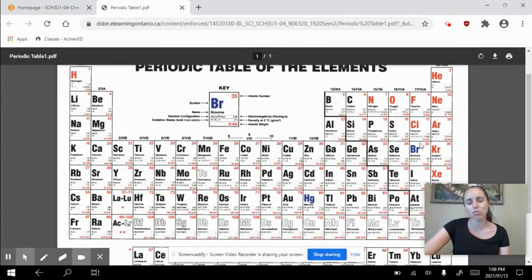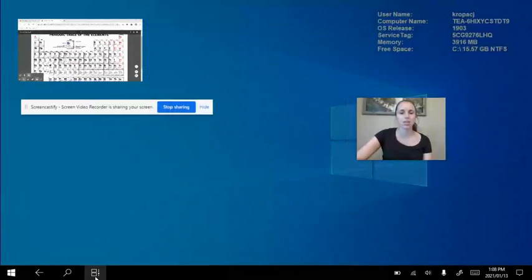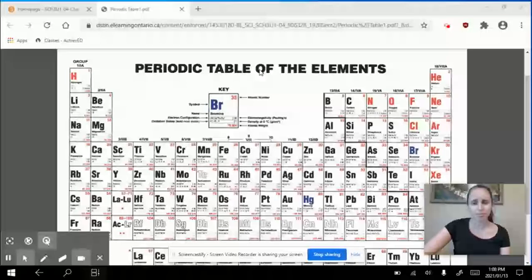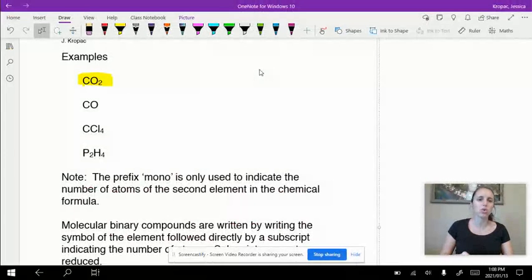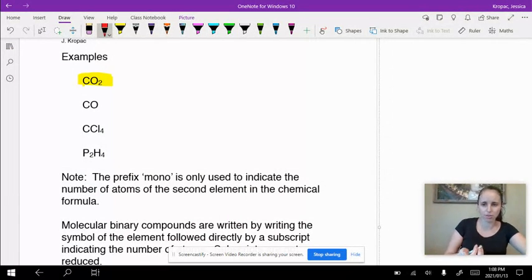So anything on the right-hand side of this little black line here is going to be your nonmetals. I see carbon, I see oxygen, they're both nonmetals. So that means we are dealing with a molecular compound, which means we are going to be using prefixes. To use prefixes, the first thing you want to do is tell me what the first element is.